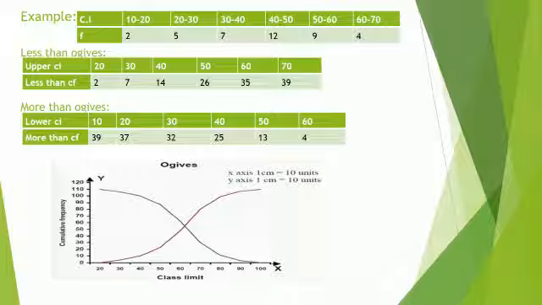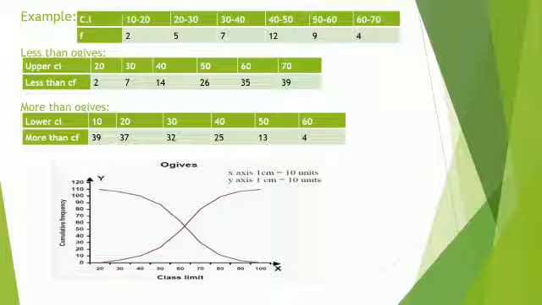We saw some examples of how to draw the ogives. For example, class interval and frequency. Class intervals are 10 to 20, 20 to 30, 30 to 40, 40 to 50, 50 to 60, 60 to 70. Frequencies are 2, 5, 7, 12, 9, 4. First, how to calculate the less than ogive and more than ogive.